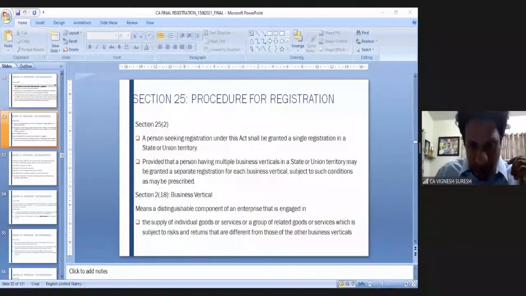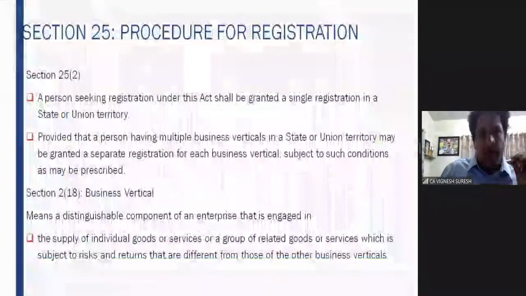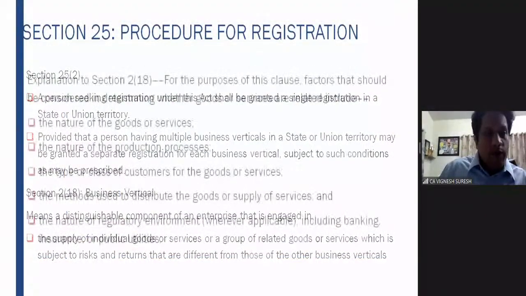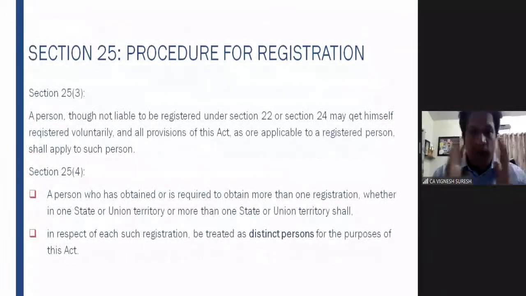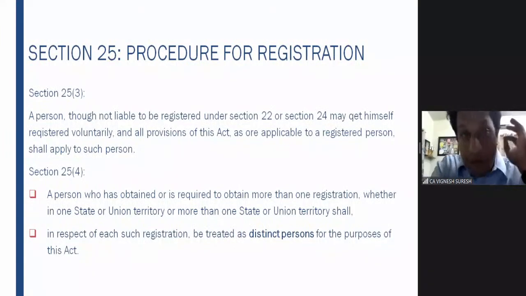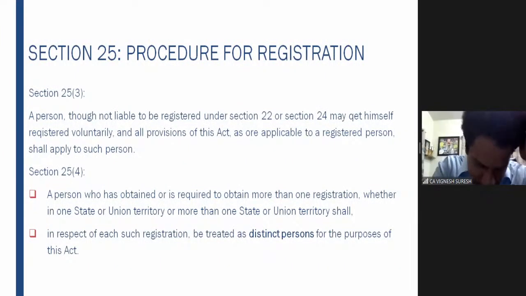Now we come back to our slide to take you further through this concept of 25 subsection 2. Moving forward, definition of business vertical is done. Now we come to 25 subsection 3, where we speak about the concept of voluntary registration.